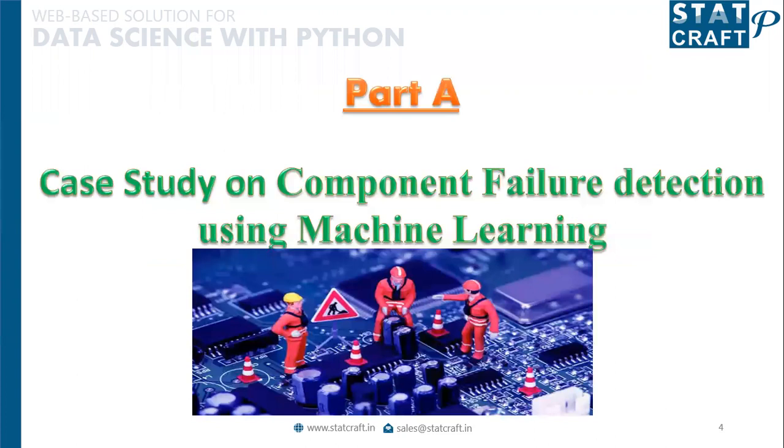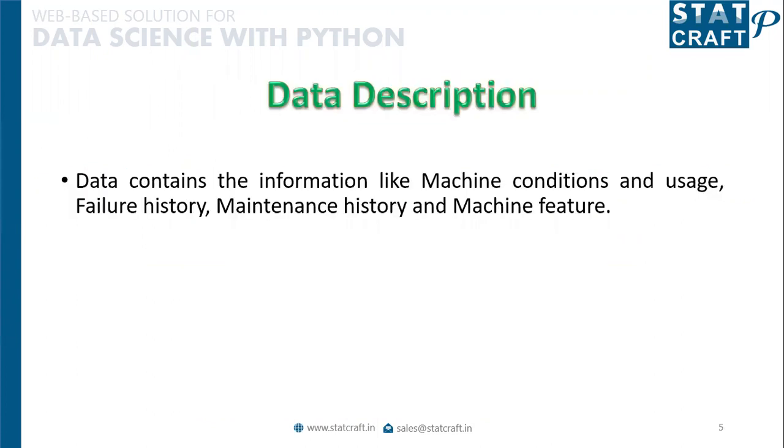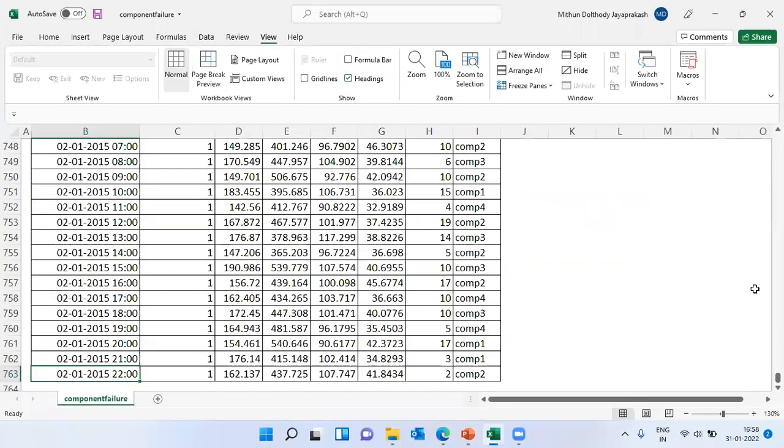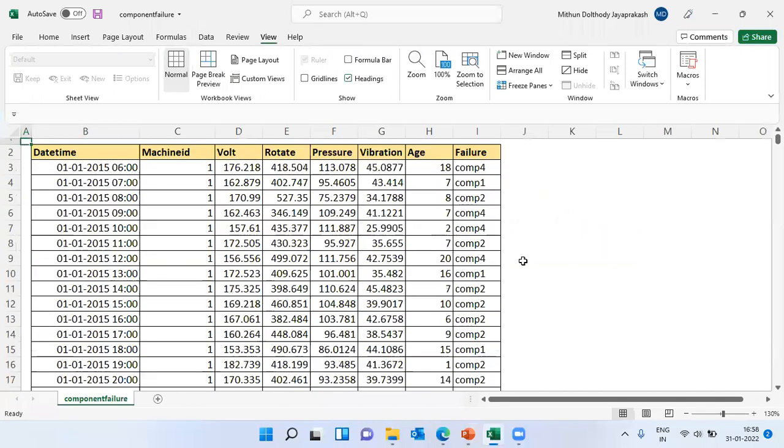To proceed with the case study, as I just mentioned, this case study is on component failure detection using machine learning. The data, we have already seen some of the important variables, but let me just open the spreadsheet and show you what this data set is all about. As you can see here, this is the data set that we have. We have information about timestamp. We have machine ID, important parameters like voltage, rotation, pressure, vibration, age of the component, and finally, which of the four components has failed.